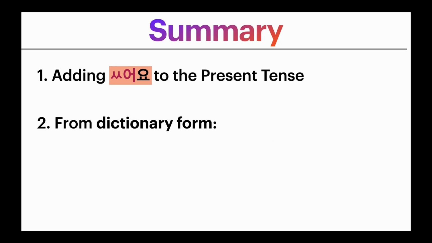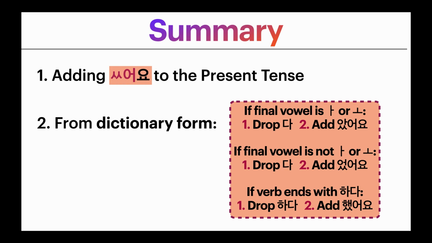Or you could think of it from dictionary form, in which it depends on the final vowel. If the final vowel is either a or o, then you will drop 다 and add 았어요. But if the final vowel is not a or o, then you will drop 다 and add 었어요. And if a verb ends with 하다, then you will completely drop 하다 and you will add 했어요.